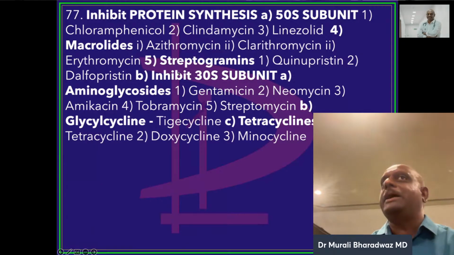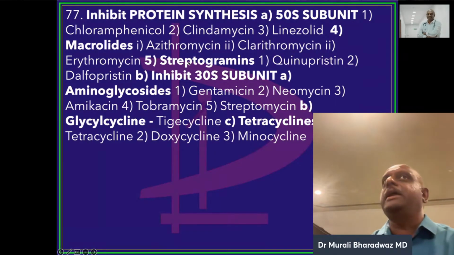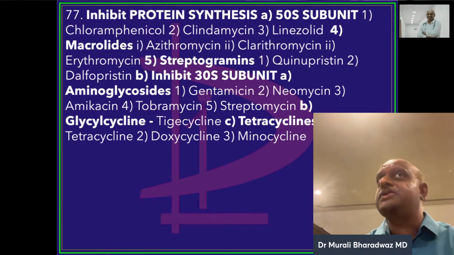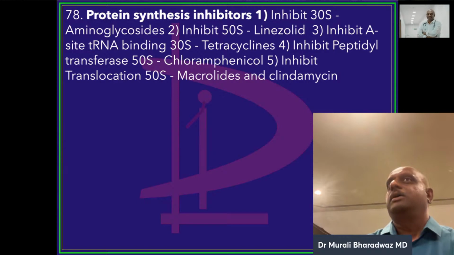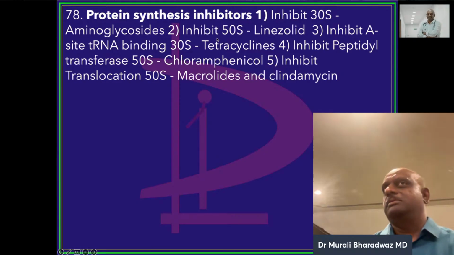Macrolides, what are they? 50S inhibitors. They include azithromycin, clarithromycin, erythromycin. Then what are streptogramins? Quinupristin, dalfopristin. Streptogramins, right? Remember this, doctor. Then what inhibits 30S? Aminoglycosides. What inhibits 50S? Linezolid.